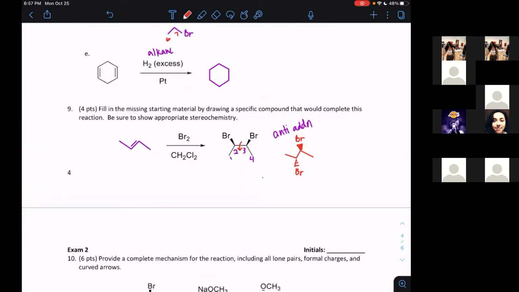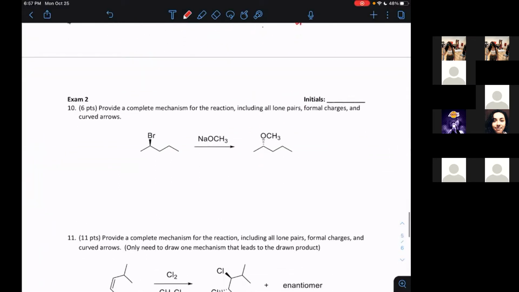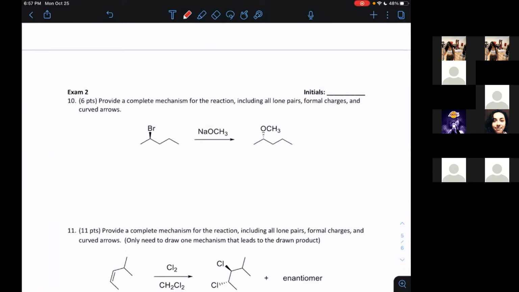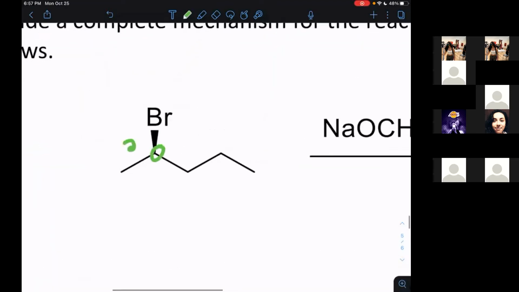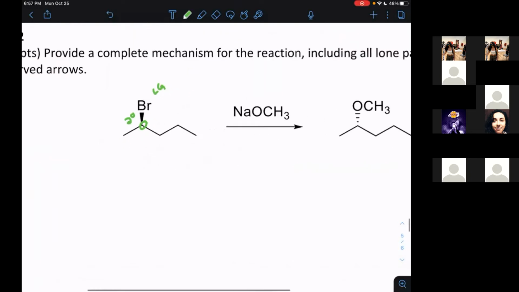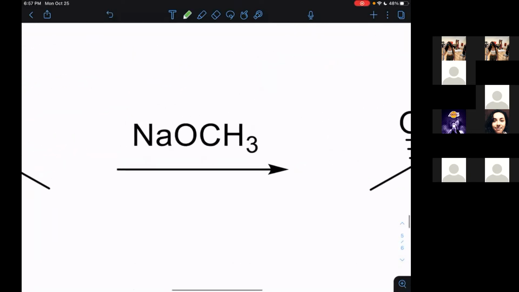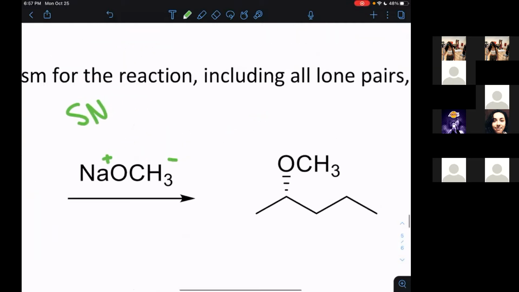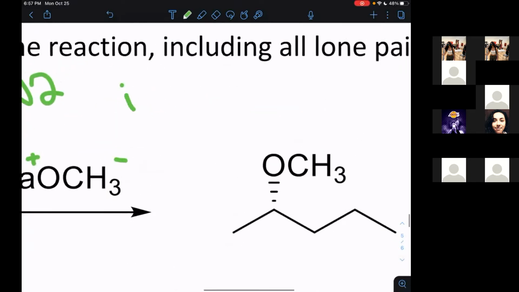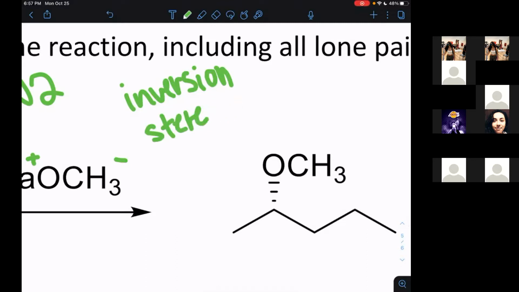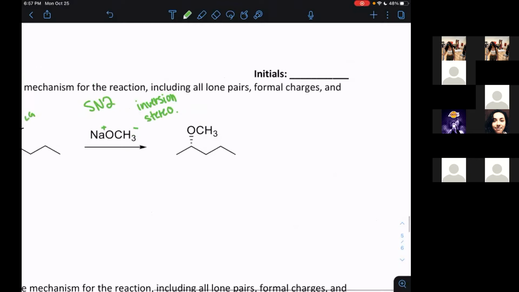Yes, that's that one. Go to 10, provide the mechanism for the reaction. Okay, so look at this. This is 2 degrees, and this is a good leaving group, so that's fine. And then we look at this one. This is like an ionic bond, so there's going to be SN2. Oh, okay, and then we also see this inverted stereo, inversion. Yeah, cool.